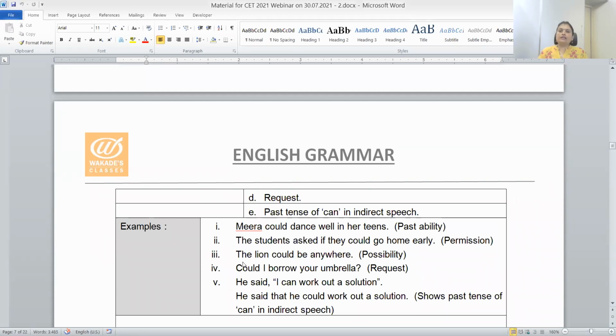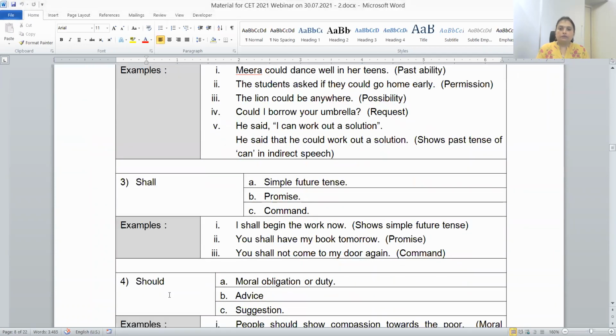Okay. Children, could is clear. The modal auxiliary could with all its examples and functions. Please let me know if it is clear. If anybody has any doubt, please send me a chat.